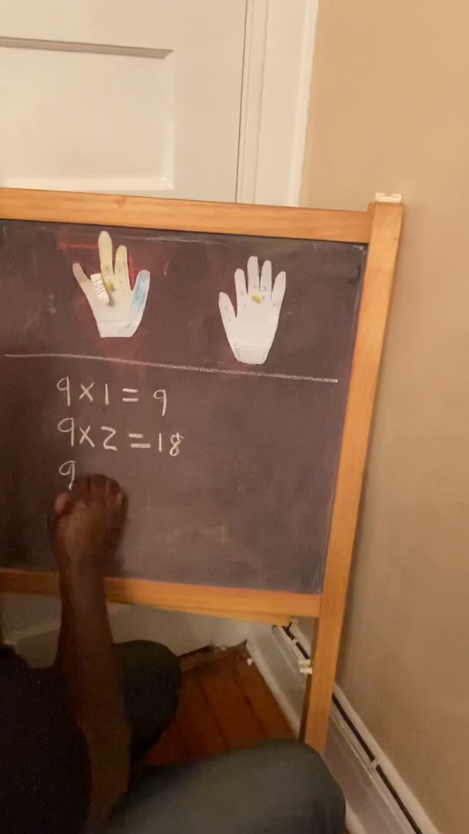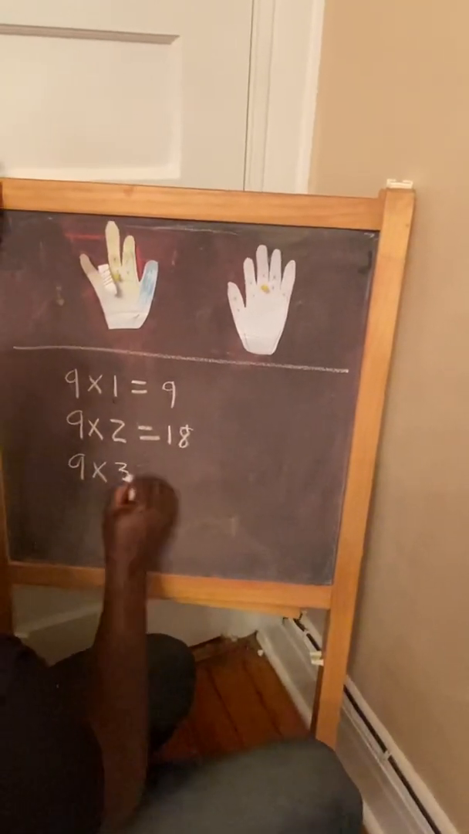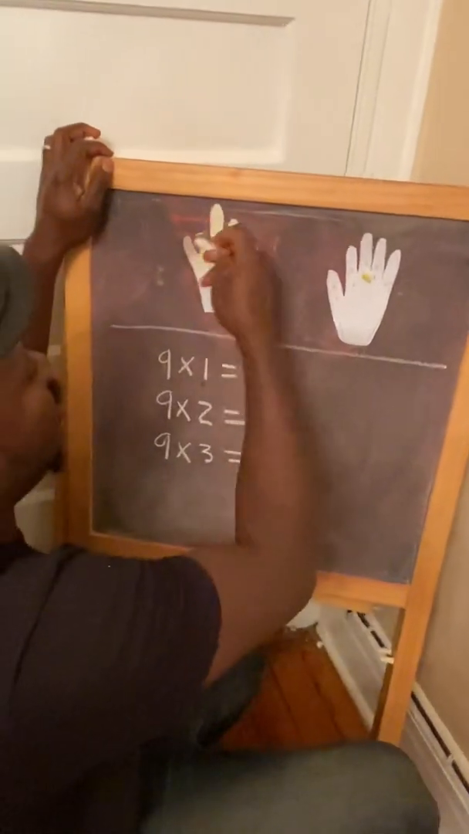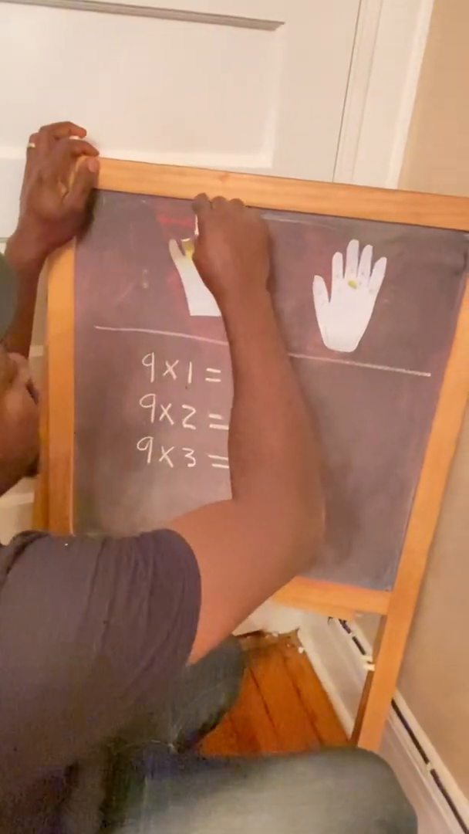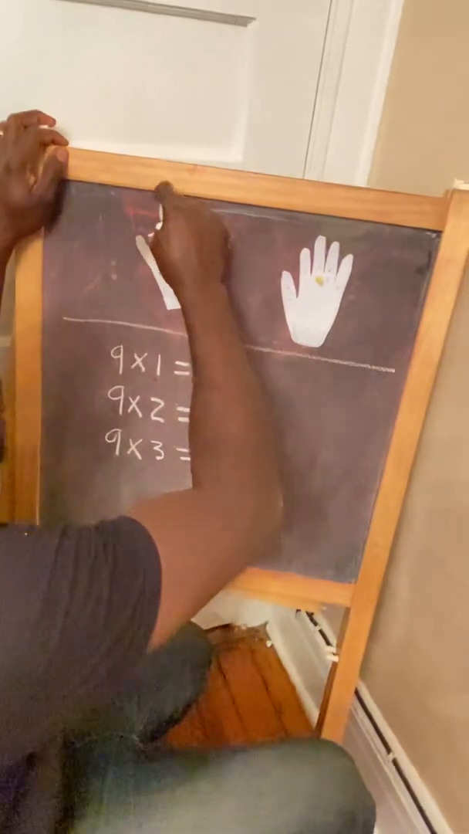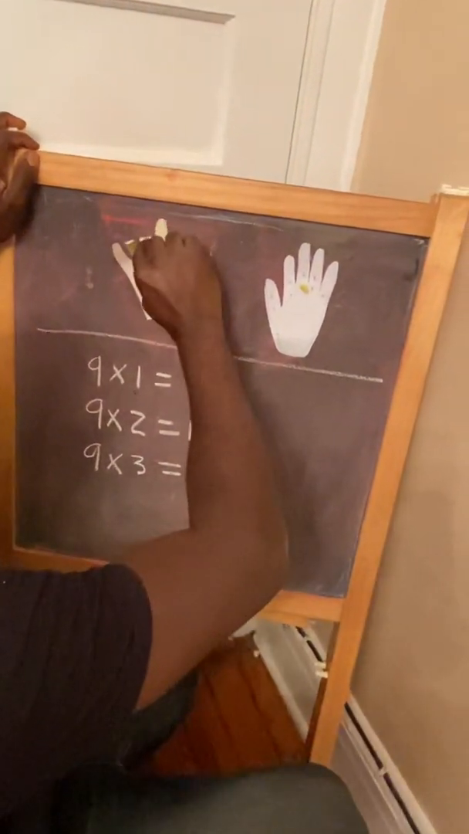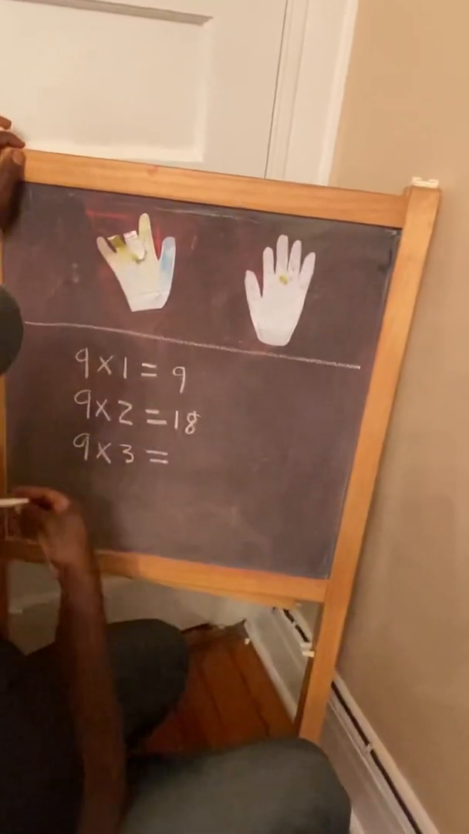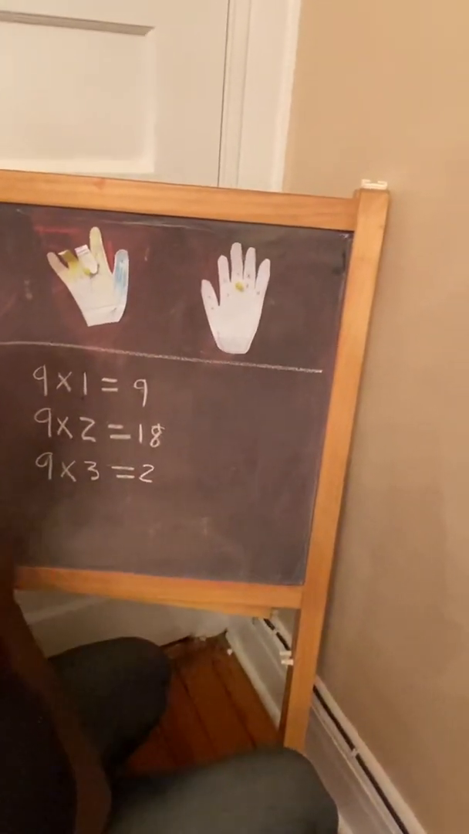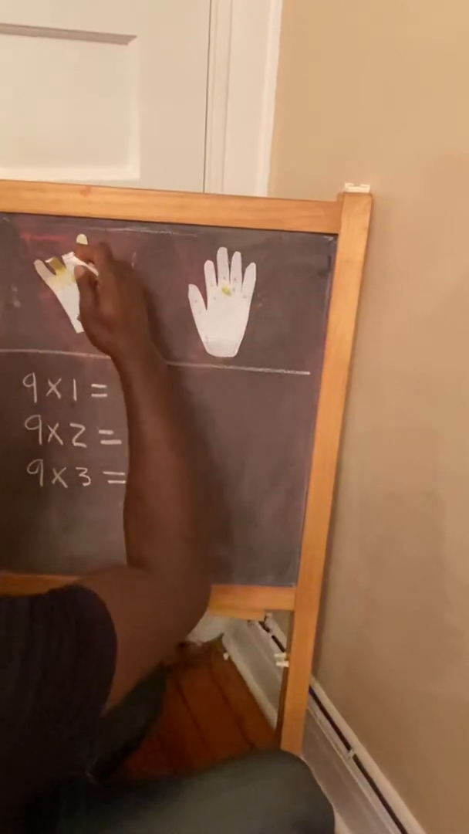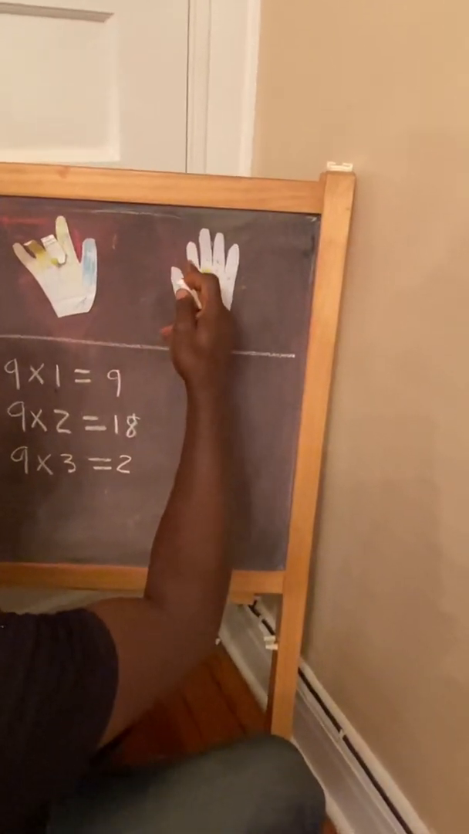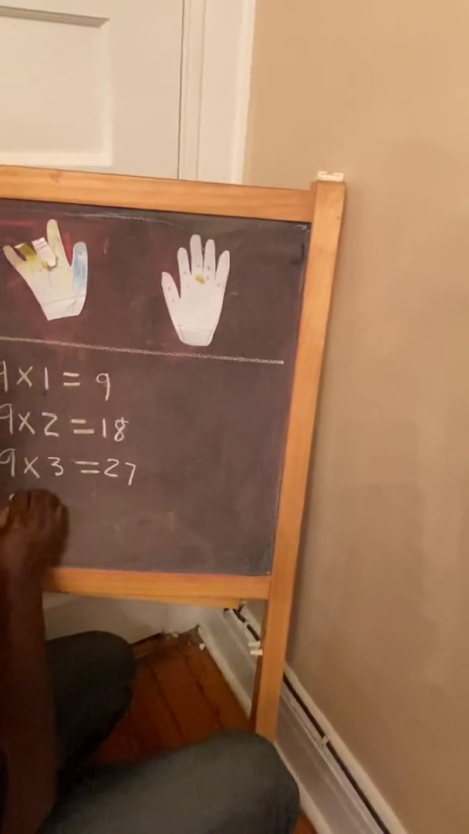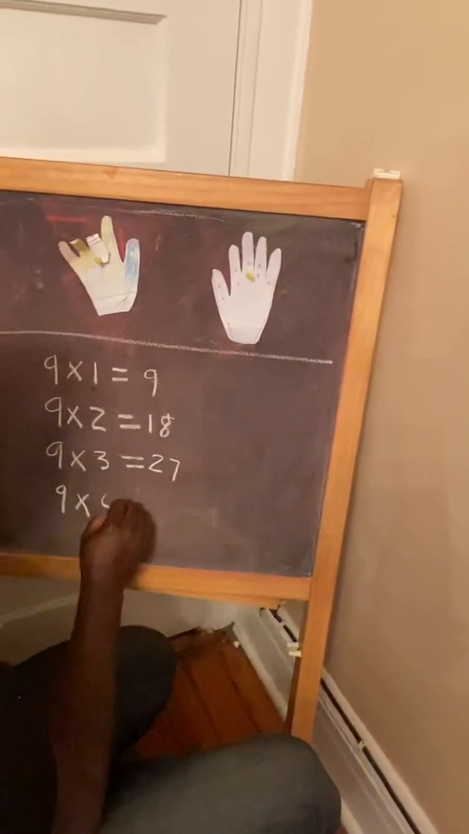9 by 3. We're on 3 right now. We put this up and we put that one, we put the 3rd one down. Okay. How many on that side? 2. Okay, how many on that side? 1, 2, 3, 4, 5, 6, 7. Okay, 9 by 4.